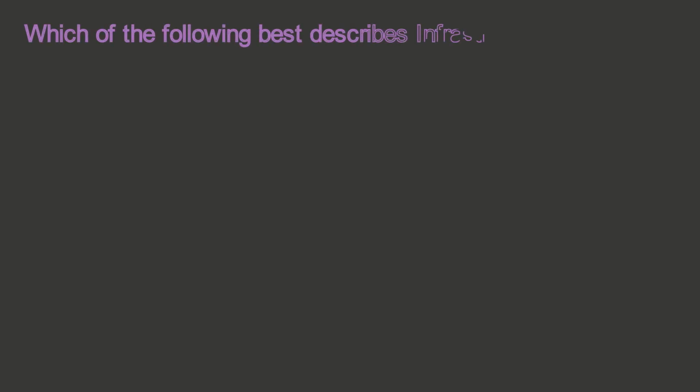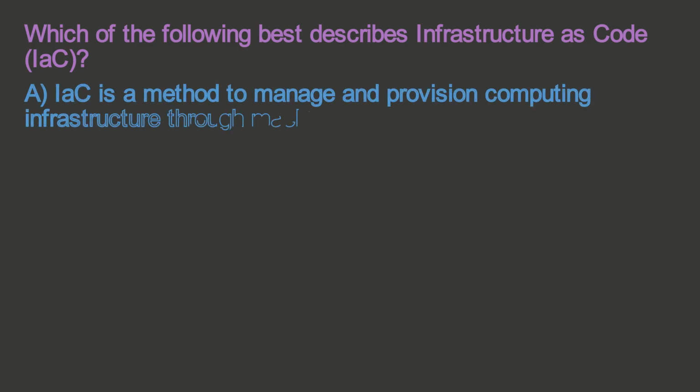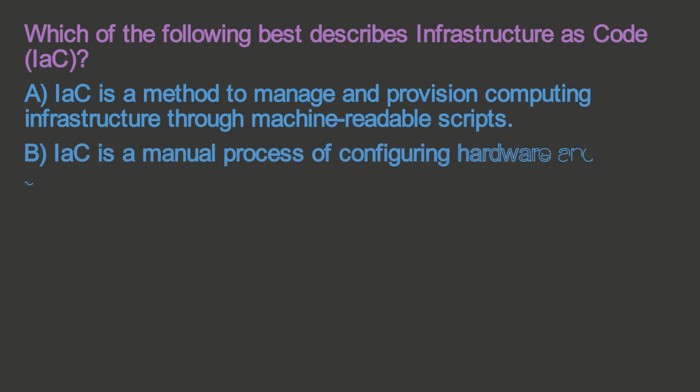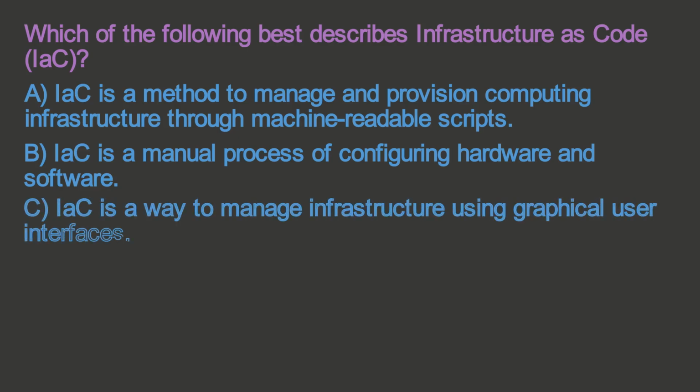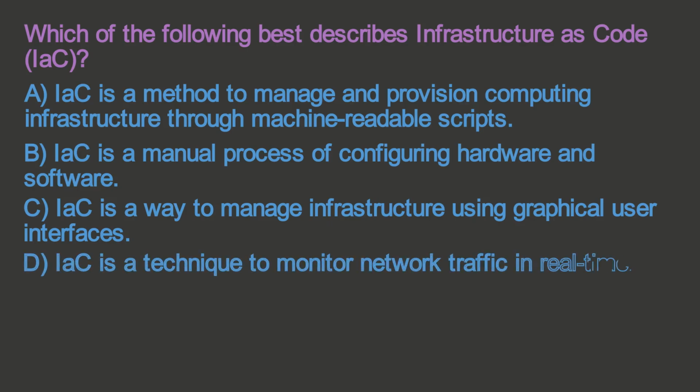Which of the following best describes infrastructure as code, IaC? A. IaC is a method to manage and provision computing infrastructure through machine-readable scripts. B. IaC is a manual process of configuring hardware and software. C. IaC is a way to manage infrastructure using graphical user interfaces. D. IaC is a technique to monitor network traffic in real time.